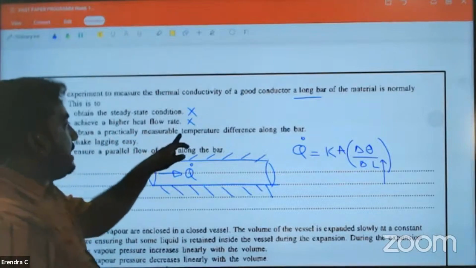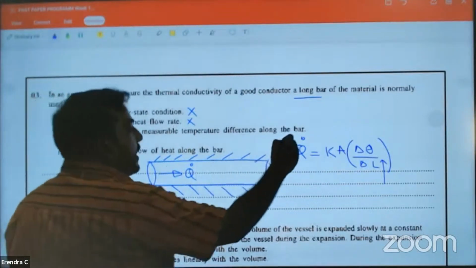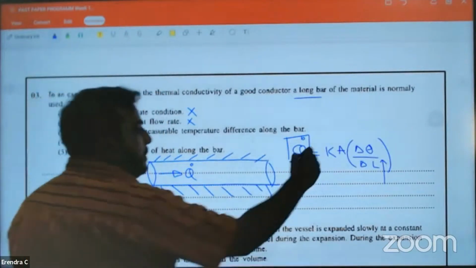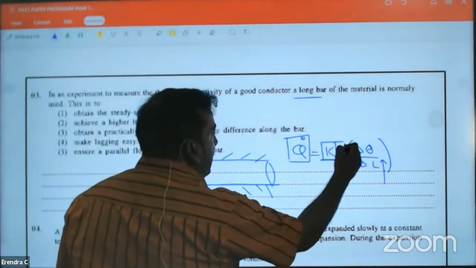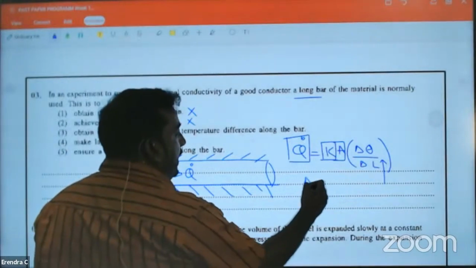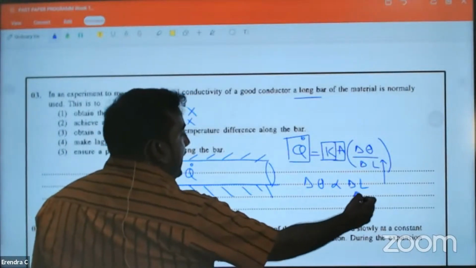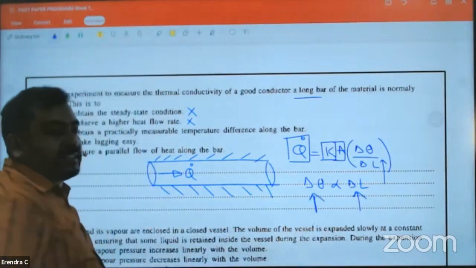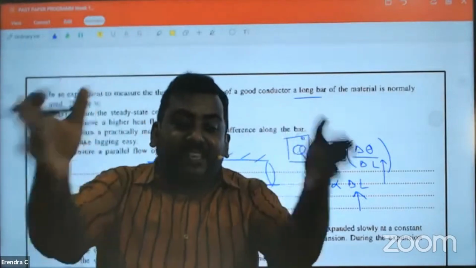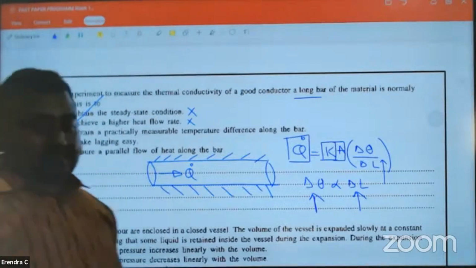Obtain a practically measurable temperature difference. Nice. If you can make this constant, material is also constant, area is also constant. Look at this carefully. If you cross multiply, delta theta is proportional to delta L. Greater the length, greater the temperature difference. Greater the temperature difference means delta theta can be measurable. This is the reason. Third one is correct.